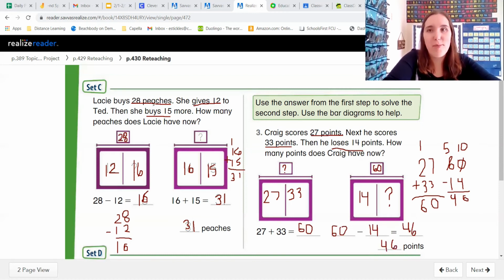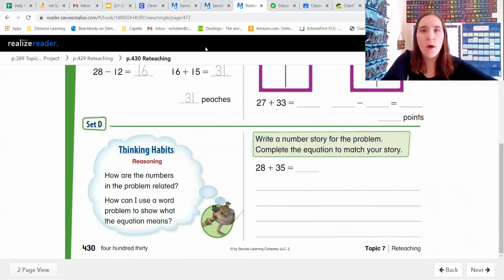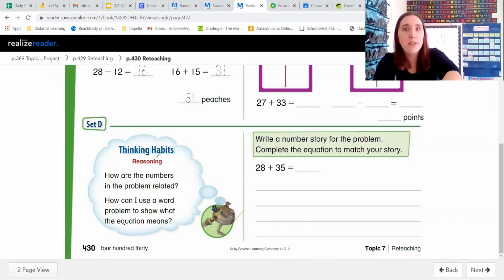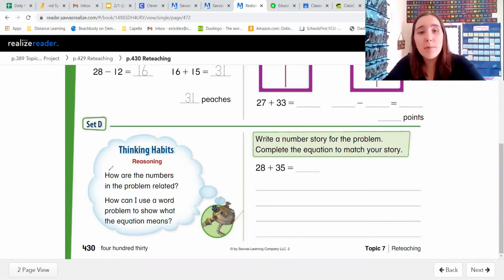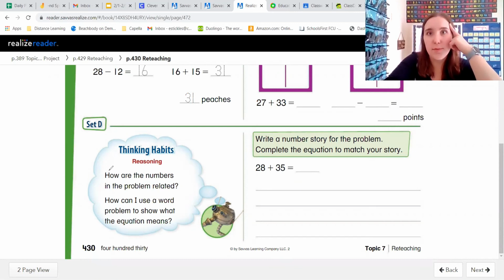Okay, let's go look at the bottom half of our page. Okay, this is going to be just like what we did yesterday. Let's read these thinking habits first. These are some questions that we should ask ourselves when we're solving problems, especially on our test tomorrow. So let's read these questions. How are the numbers in the problem related? So when you read a word problem, think, how are the numbers related to each other? Okay, that's going to help you set up your equations.